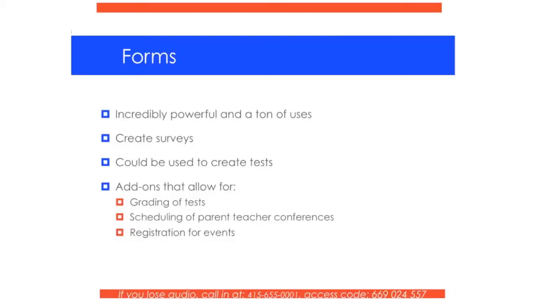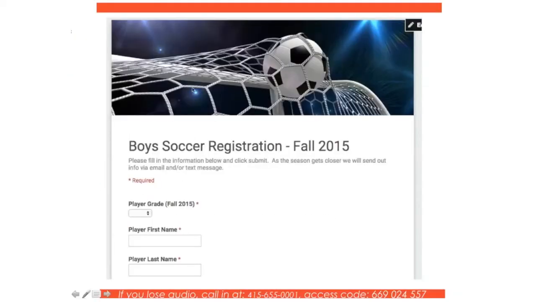You can see here's a picture of a Google form that I made for a boys soccer registration for my soccer team. You can see here the header image. I found an image on Google search. I was able to put that in. Then I have some questions. What grade were they in? Player's first name, player's last name, contact information, all of that stuff.